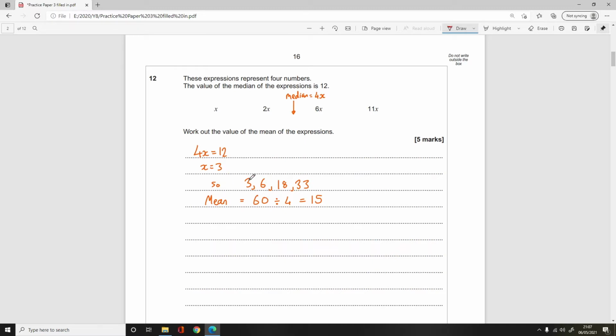Your third mark is going to be for writing out all your numbers in order. Your fourth mark is going to be for doing some sort of calculation here. So for your mean, you add them all up, you divide by how many, and your fifth mark will be for your final answer. The mean of these expressions is 15.